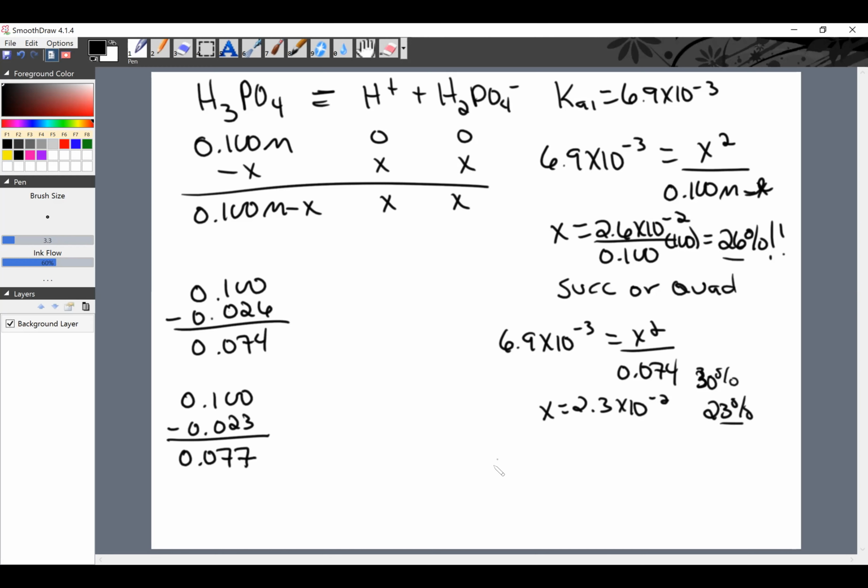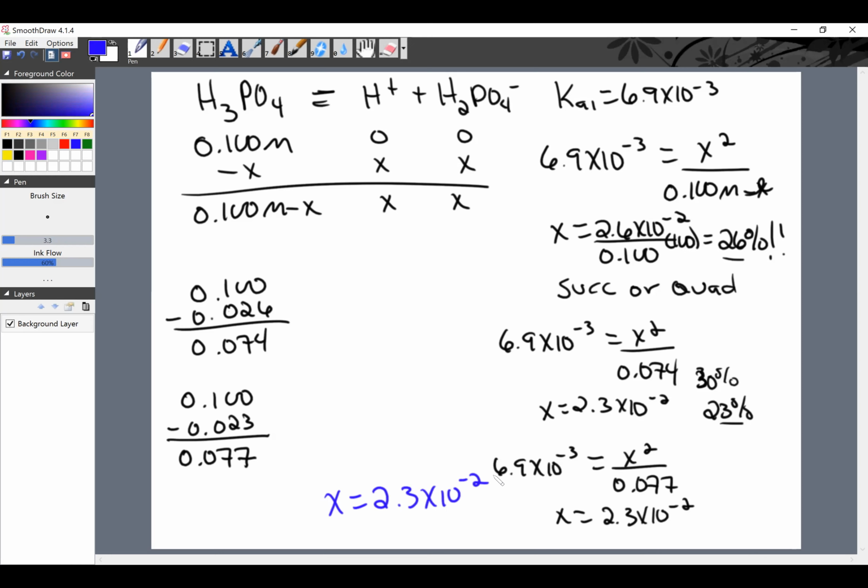Now I'm going to plug that in. 6.9 times 10 to the minus 3 is equal to x squared over 0.077. So x is equal to 2.3 times 10 to the minus 2. All right, you're done. We got it too. Is that what you came up with? Yes. Okay, maybe I should have just gone quadratic because that was obviously faster.